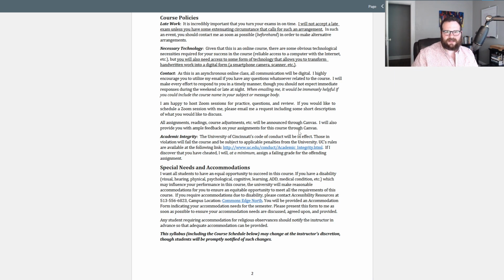Okay, special needs and accommodations. If you are entitled to accommodations, please get those forms to me so that I can make sure that you are given all the opportunity that you deserve. If there is any sort of accommodation you need for religious observance, etc., let me know. I will provide you adequate accommodation.